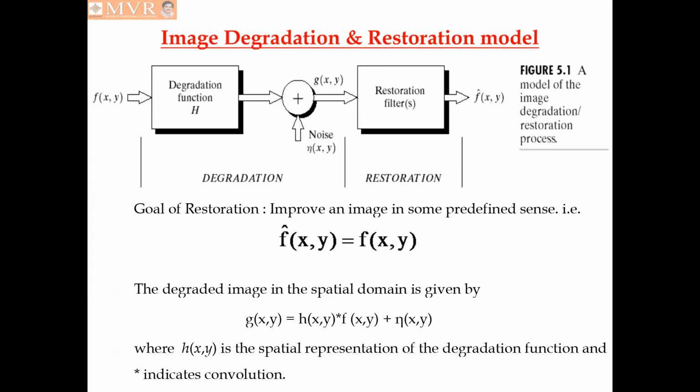So please try to remember the input image is f of x comma y. After that we have a degradation function capital H, and then we have a noise, and after adding the noise we will get a degraded image g of x comma y. Degraded image g of x comma y can be applied to the restoration filter. We have different types of restoration filter. In the succeeding sections we are going to learn about the different types of restoration filters. After performing the restoration, we will get f cap of x comma y, that is called our restored image.